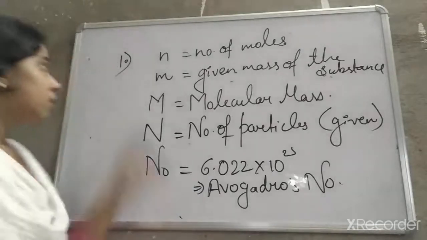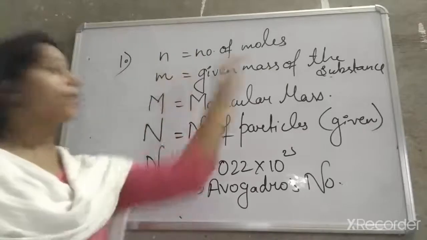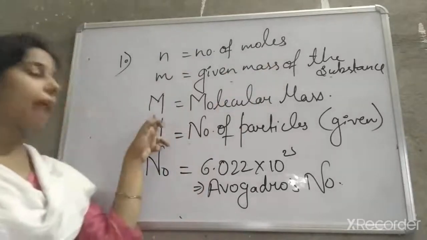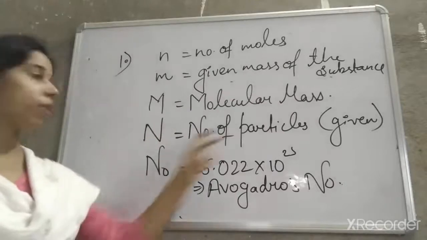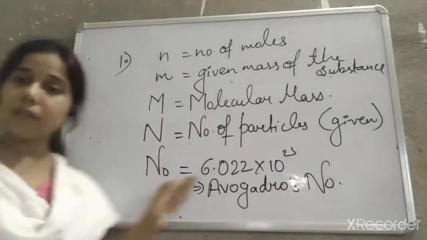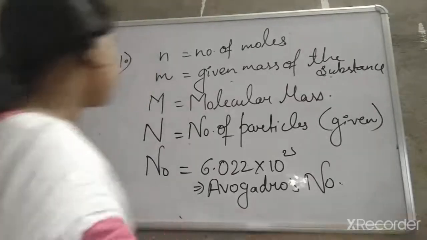Okay, so small n is the number of moles, small m is the given mass of the substance, capital M is the molecular mass, capital N is the number of particles, and N naught is the Avogadro's number. Now what is the relationship, students? So you see here.